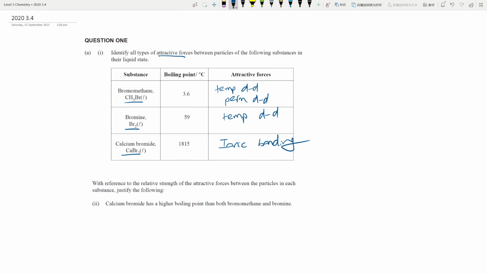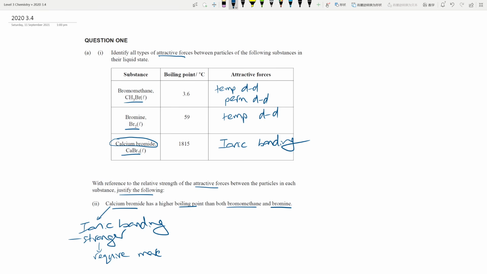Now, with reference to the relative strength of the attractive forces, justify the following. Calcium bromide has a higher boiling point than both bromomethane and bromine. So this is where you can talk about calcium bromide having ionic bonding, and the ionic bonding is between the oppositely charged ions. This is much stronger compared to the molecular, intermolecular forces. If it's stronger, that means you require more energy to overcome this particular force of attraction.